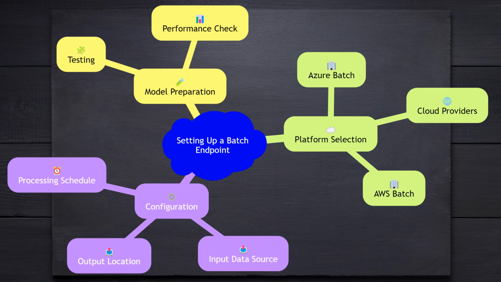First, you need to prepare your model and ensure it is ready for deployment. This includes testing the model to ensure it performs well on new data. Next, you need to choose a platform or service that supports batch processing. Many cloud providers offer services specifically designed for batch processing, such as Azure Batch or AWS Batch. Once you have selected a platform, you can configure the batch endpoint, specifying parameters such as the input data source, output location, and processing schedule.